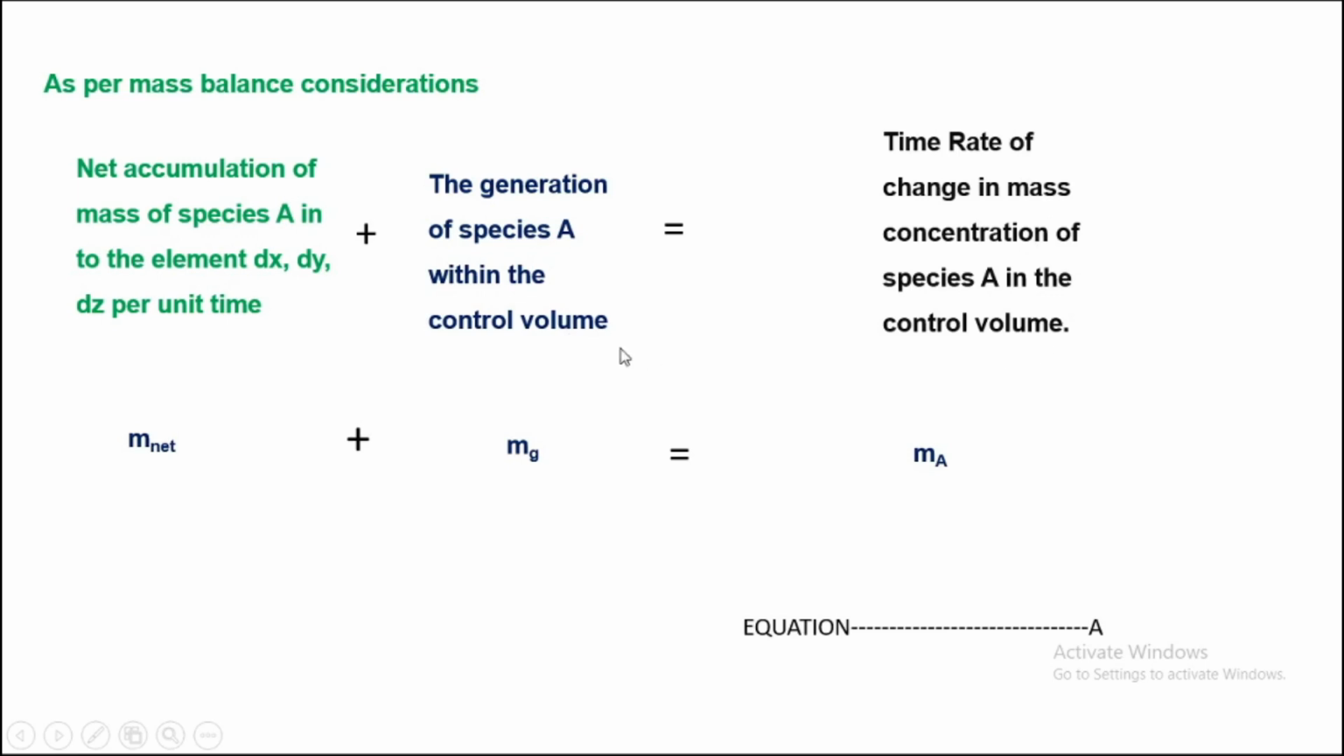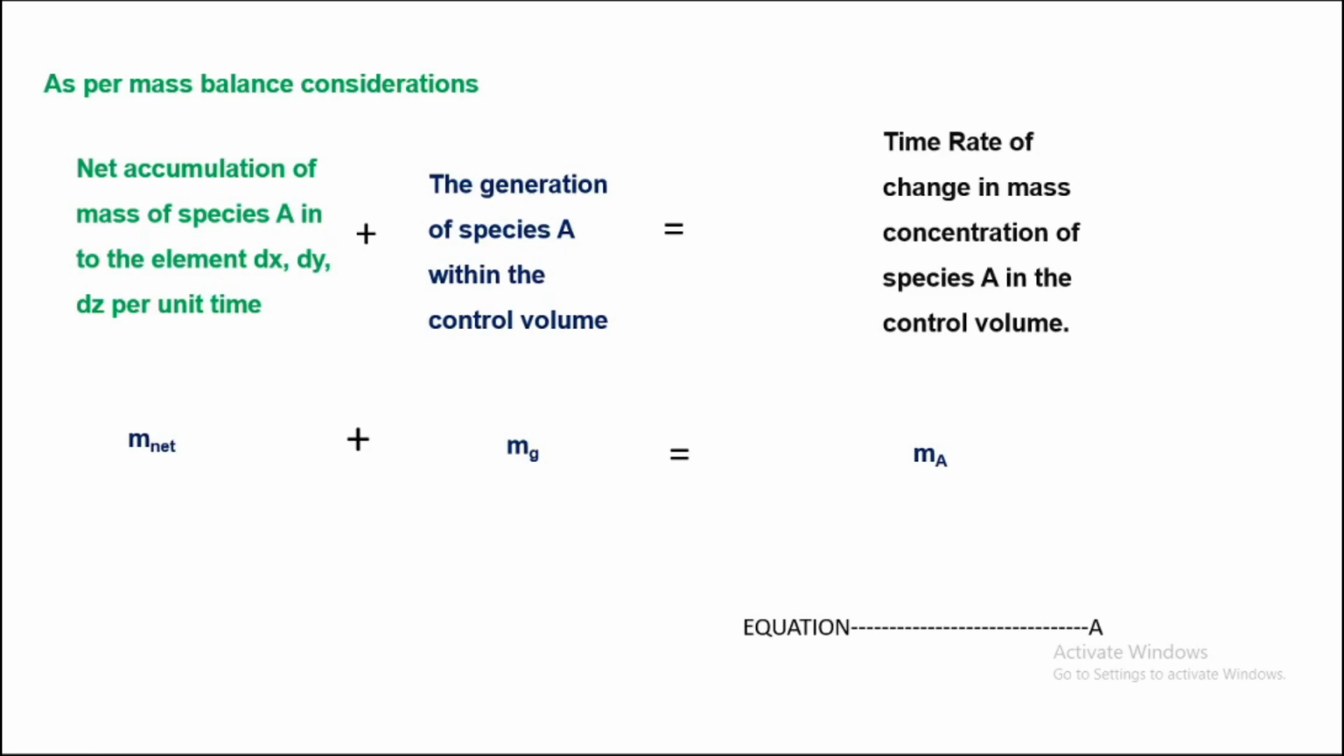That is, some amount of species A is entering into the element, some amount of species A leaves the element, and some amount is generated inside the element due to the chemical reaction. These things are always equal to the time rate of change of the concentration of species A in that control volume. Now we move on to derive each parameter separately.